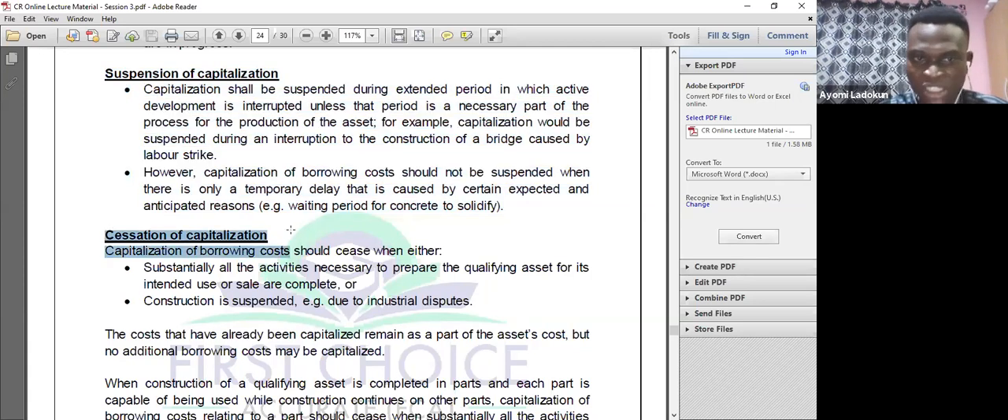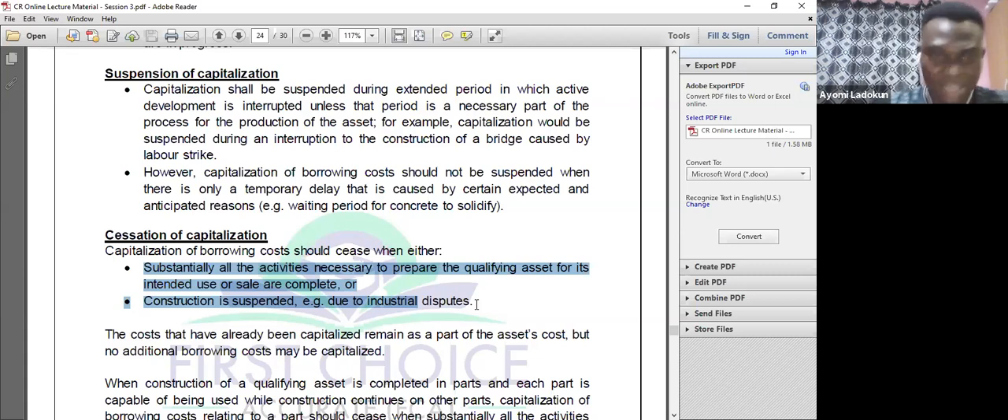Now, for cessation, obviously cessation is the final stoppage. You are stopping finally. Don't forget, I can borrow money for 3 years. Meanwhile, the construction took me 2 years. Will I continue to capitalize borrowing? No, of course, I have to cease. So substantially, when all activities necessary to prepare the qualifying asset for intended use or sale are complete. Now I've completed the building, the dam, the stadium, the supermarket, so I will stop borrowing costs.